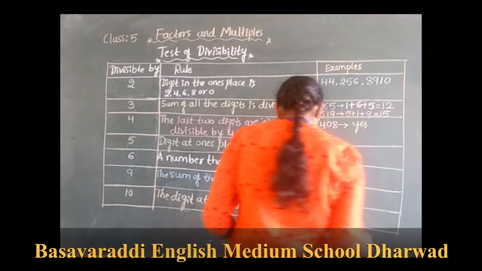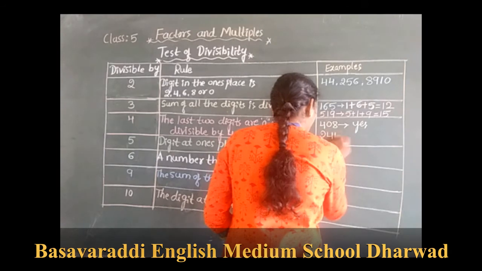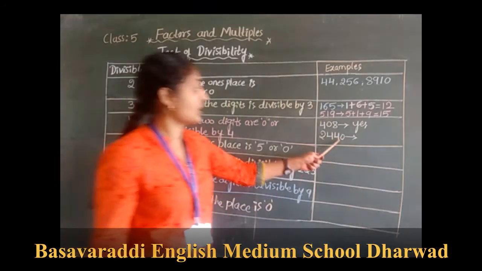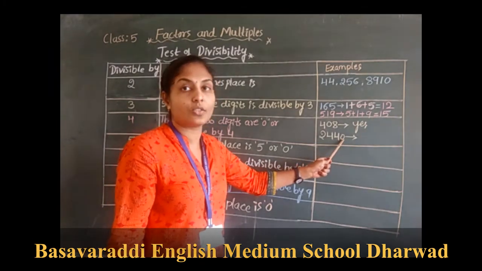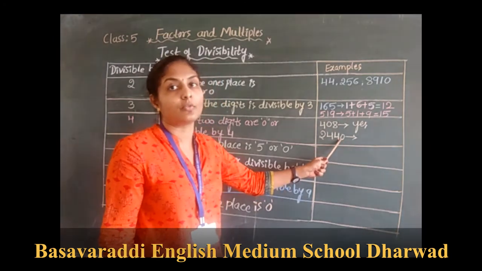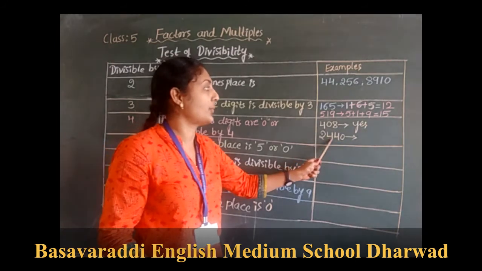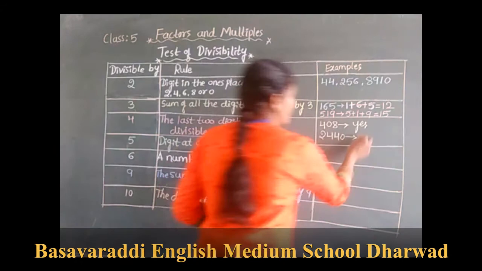Yes. Next, one more example: 2440. Check the number. The two digits or the one digit is 0. Otherwise, the two digits, 40, is divisible by 4. The 4 tens are 40. That means 2440 is divisible by 4.